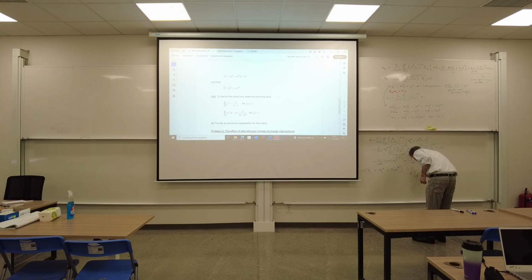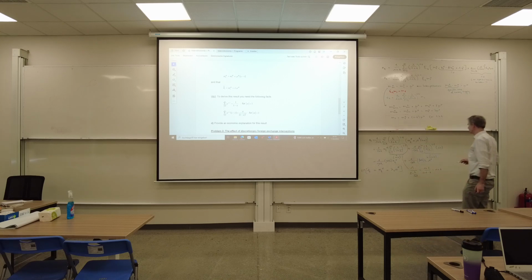Lambda, which is 1 plus lambda over basically 1 plus lambda minus lambda, which is 1 plus lambda. So that's where this comes from.